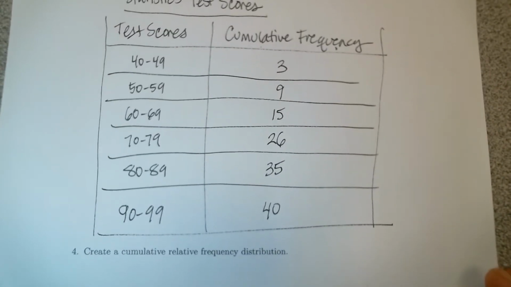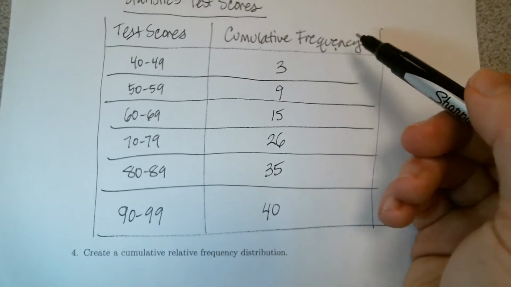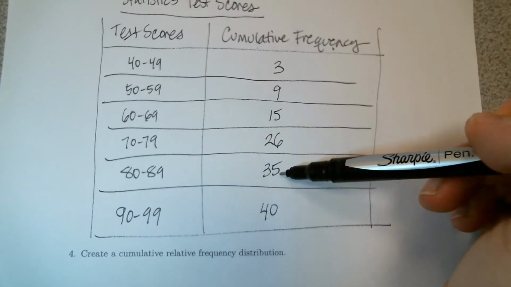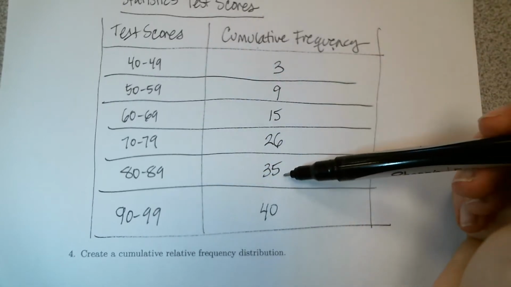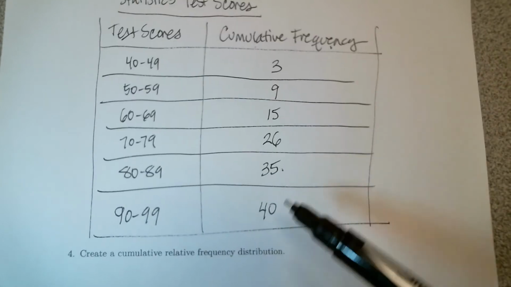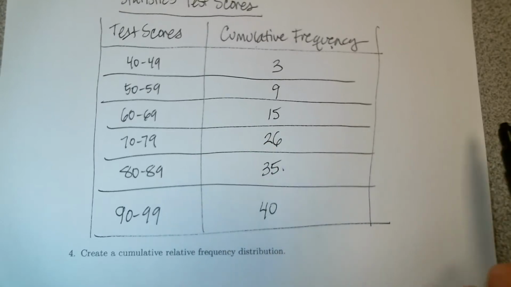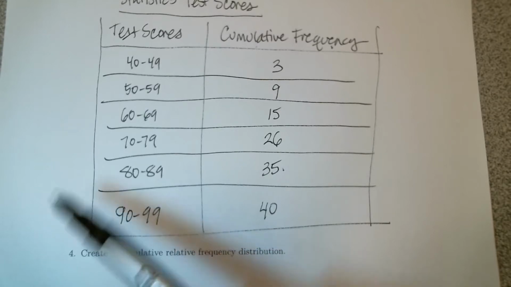And there we go. So in a cumulative frequency distribution, you get to see how many students scored, not only in this range, but plus all the previous ranges. So 35 students in the class scored an 89 or lower. And all 40 students scored a 99 or lower.